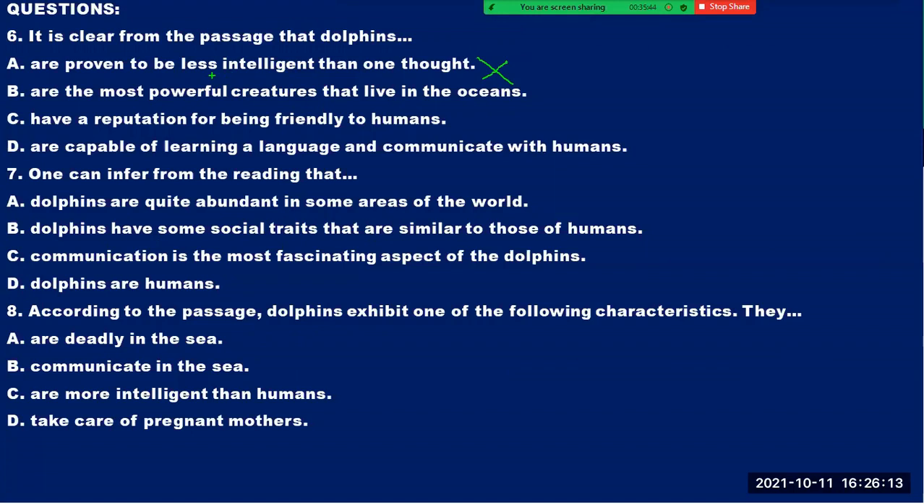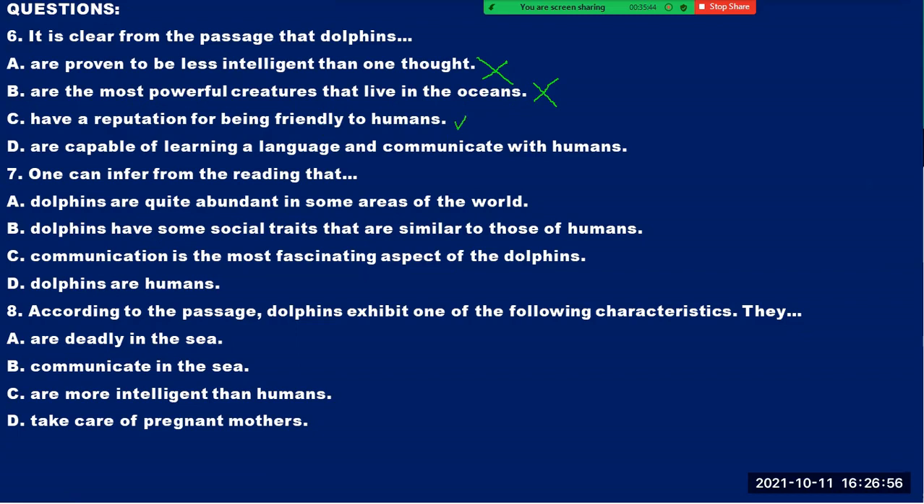Don't forget, we can immediately use the elimination method to cancel out any option that contradicts the information we have from the passage. And this A option is the opposite. We were not told that dolphins are less intelligent. B, are the most powerful creatures that live in the oceans. Again, we were not told that they are the most powerful creatures that live in the ocean. So we eliminate that.